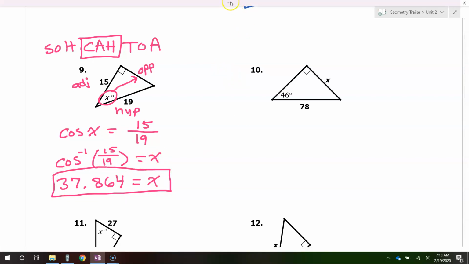All right, time for number 10. Which side is the hypotenuse? That's going to be the 78 right here across from the 90-degree angle. Next, circle the angle you're given, draw an arrow. This will be the opposite side. The other side will be the adjacent side. Write Sohcahtoa.